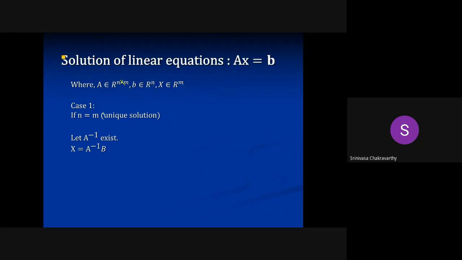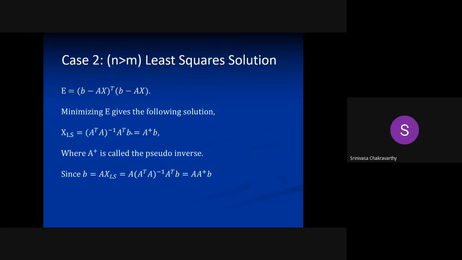Let's take the simple case. First one is n equal to m, which means A is a square matrix. So you have Ax equal to b, and therefore x is equal to A inverse b, assuming A inverse exists. So x equal to A inverse b. This is a simple solution. But sometimes it's not like that.